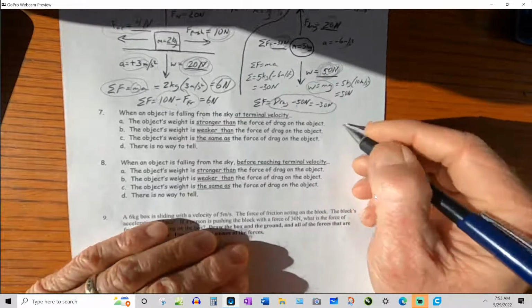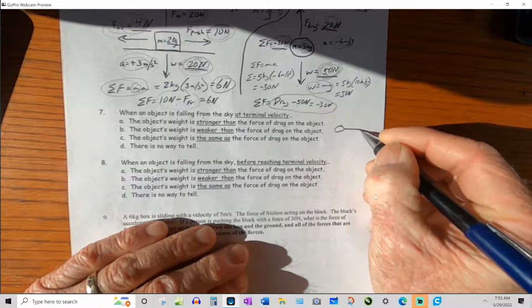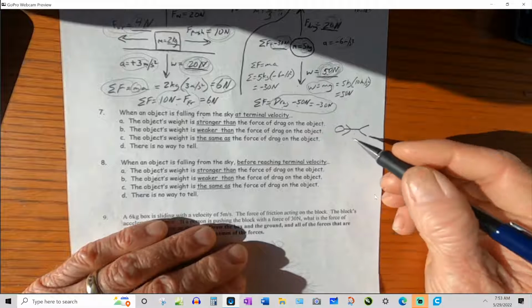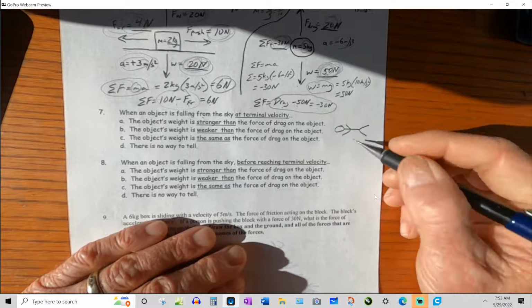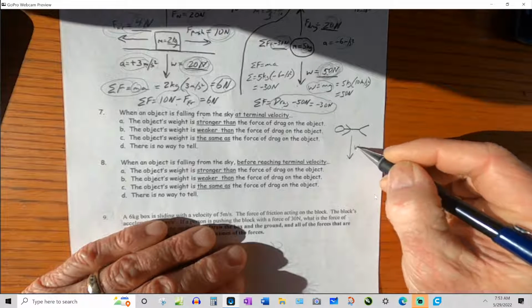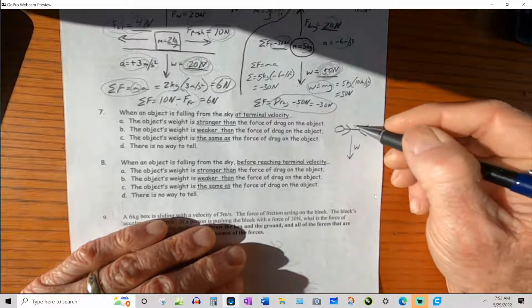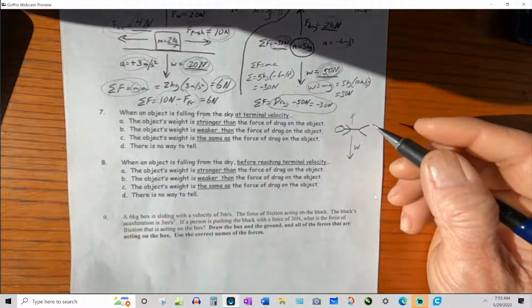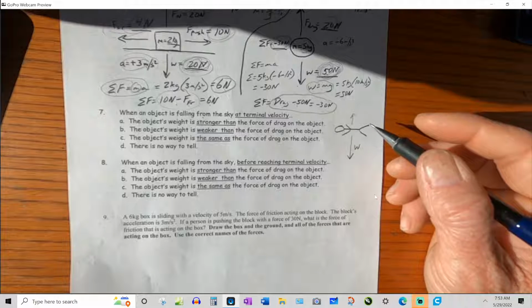Okay, so terminal velocity. When somebody is falling from the sky, they're going to have two forces acting on them. One is the weight of the person, and that's not going to change as they go down. But the other is drag. Drag is the air resistance pushing up. And the faster they go, the stronger air resistance is going to be.